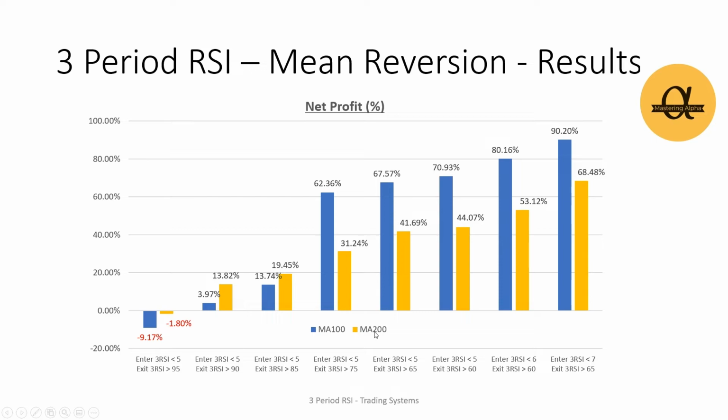It is almost doubling compared to MA 200 values. Then instead of keeping it 5, I modified it to 6. So if it goes below 6 and then exits above 60, 80% profit. And finally, after all this optimization, I settled on this value. I will enter below 7 and I will exit above 65. So it gave 90% profit in 3 months.